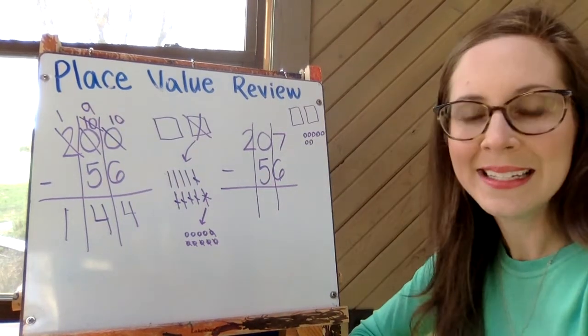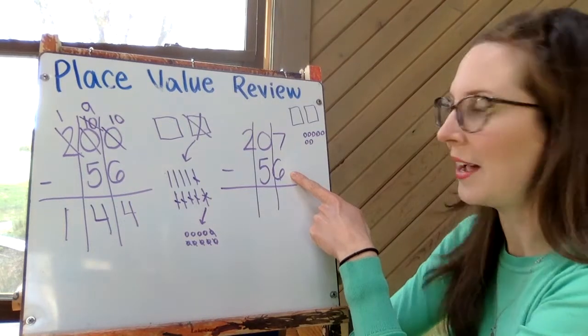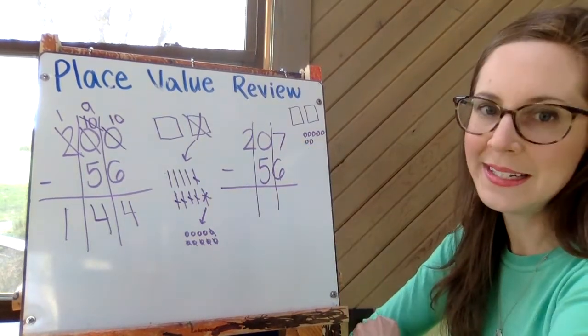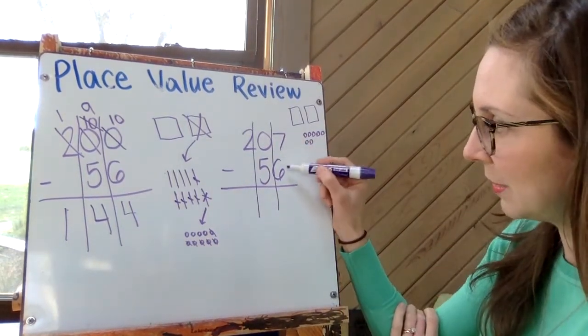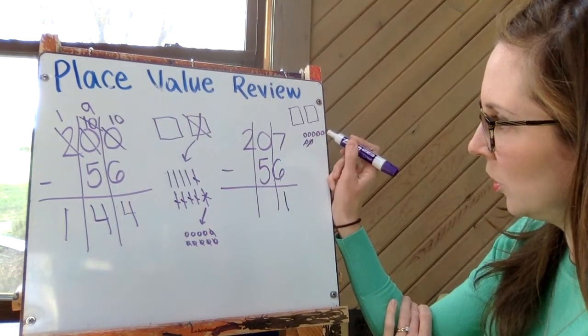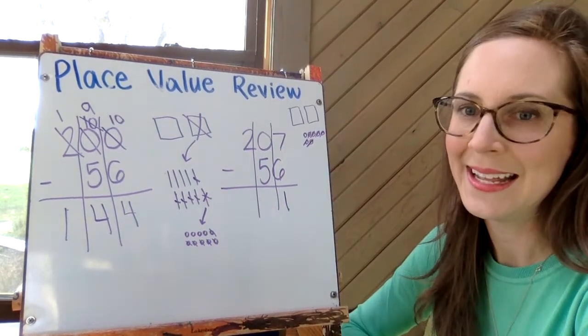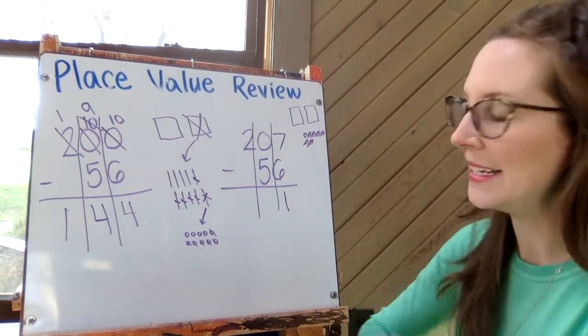So I like to say, well, first subtract my ones. 7 minus 6, I can do that. More on top, no need to stop. So 7 minus 6 is 1. 1, 2, 3, 4, 5, 6. I have 1 left. So next, I can subtract my tens.